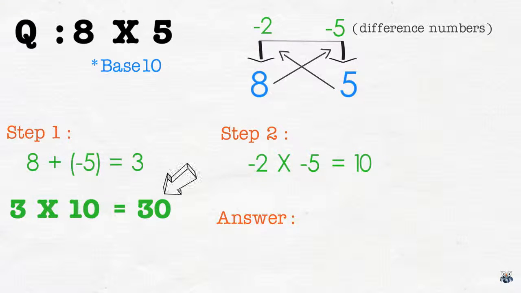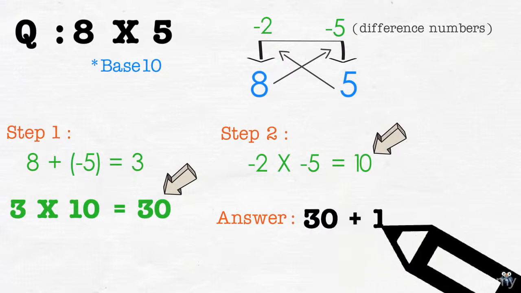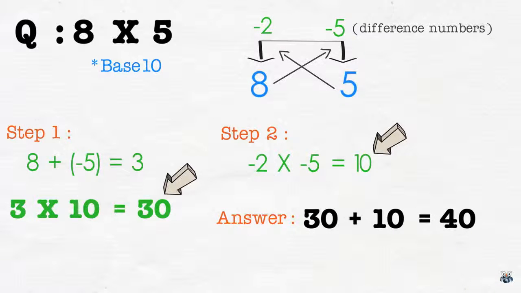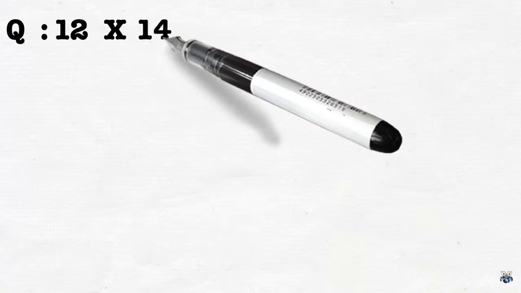And adding both results, we get 40, which is our final answer. Now that we have seen the concept, let's apply it to larger numbers. From this example onwards, I will assume that you are familiar with the times tables up to 10. What is 12 times 14?